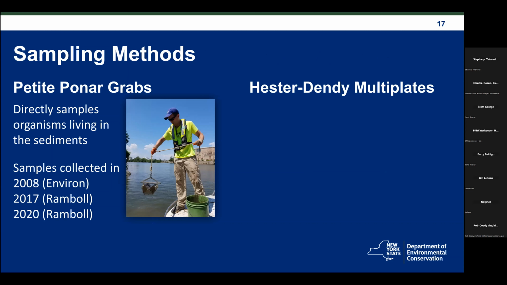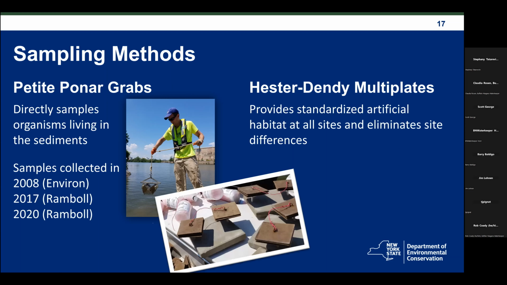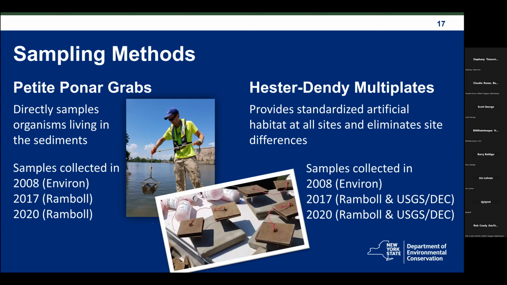And the second was deploying Hester Dendy multiplates. They provide standardized artificial habitat at all sites and eliminate site differences, such as different substrate types, such as mud, sand, or cobble. Here's a photo of what the multiplate samplers look like. And also the samples were collected in 2008, 2017, and 2020. So when processing ponar grabs, a minimum count of 100 organisms is required per New York State DEC standard operating procedures, and multiplates require a minimum count of 250 organisms. And this will be important to recall later in the presentation.